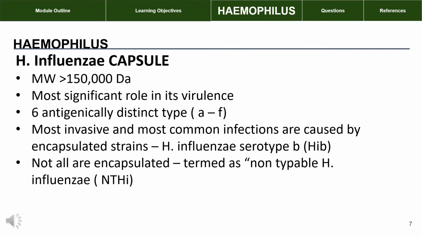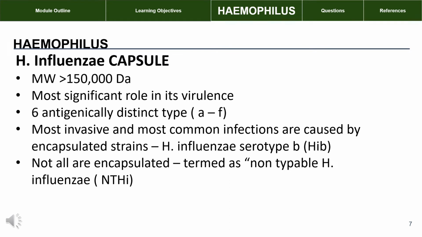One virulence factor of Haemophilus influenzae is its capsule. It has a molecular weight of more than 150,000 daltons. It plays the most significant role in its virulence. There are 6 antigenically distinct types, from A to F. The most invasive and most common infections are caused by the encapsulated strains, and that is Haemophilus influenzae serotype B.